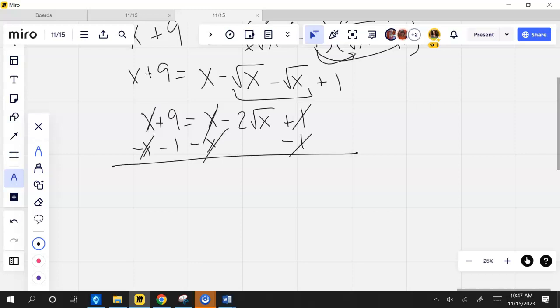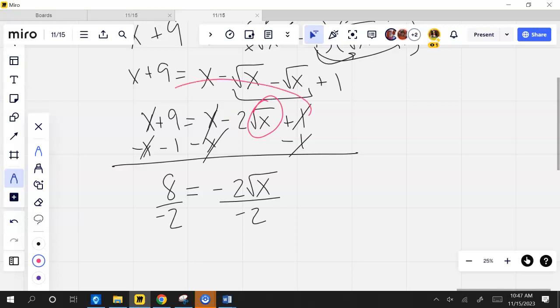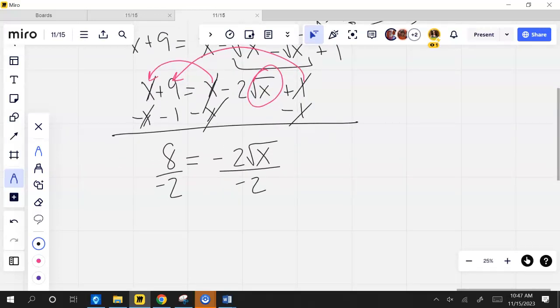So this cancels. I end up with 8 equals negative 2 root x. Now what? Divide by negative 2. All right, so look. I'm isolating this. So I move the 1, I move the 1, and I move the x. So I get negative 4 equals the square root of x. Well, what does x equal?